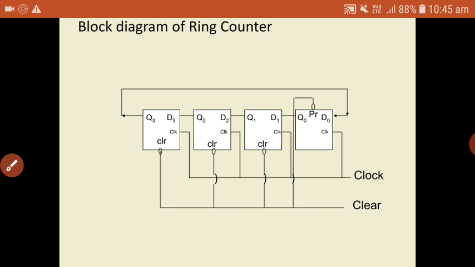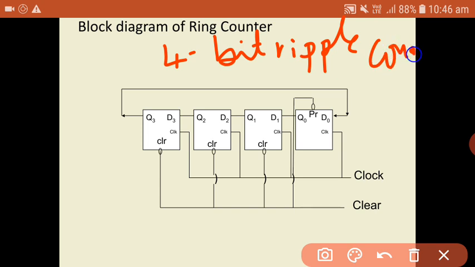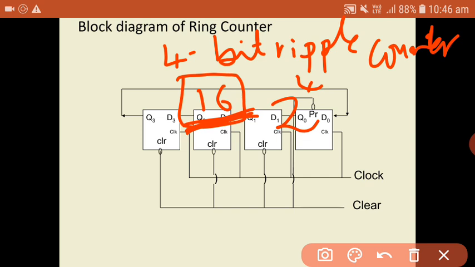In the previous lecture we saw the 4-bit ripple counter. By using a 4-bit ripple counter you can have 16 different outputs. That means it can count a maximum of 2 to the power of 4, which is equal to 16 clock pulses. So this is the previous one, the asynchronous or 4-bit ripple counter.